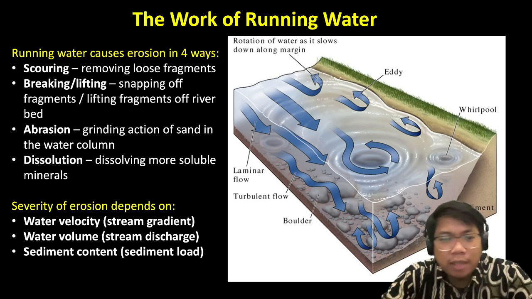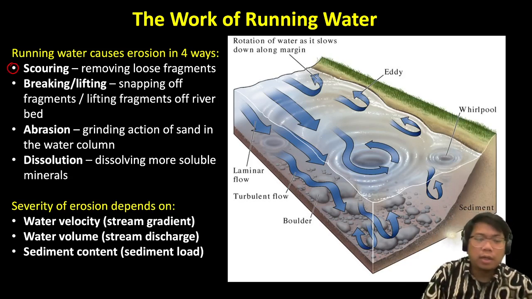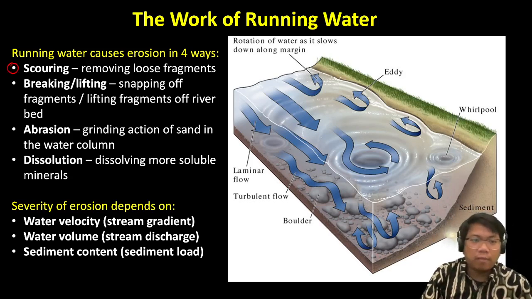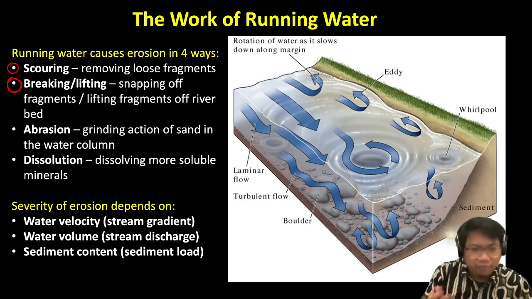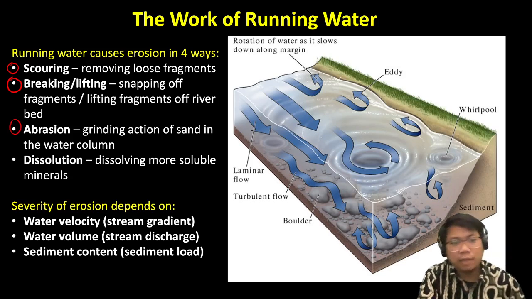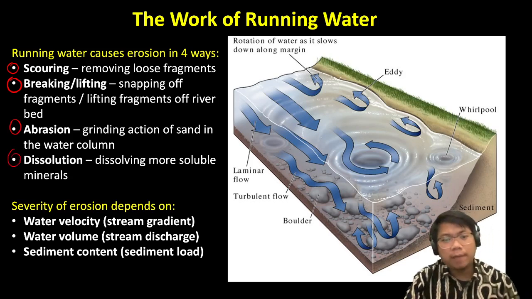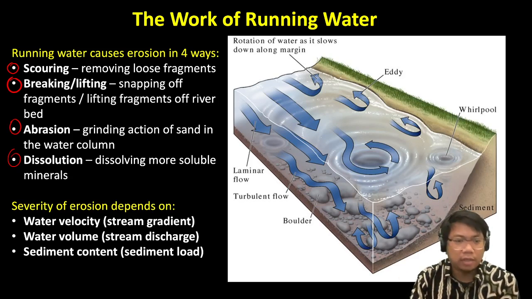And the moving water that we have in rivers can cause erosion in several ways, including the first one here, scouring, or the removing of loose fragments. The second one is breaking or lifting. Basically, it's snapping off fragments or lifting the fragments off the riverbed. Erosion can also occur through abrasion, or the grinding action of the sand in the water column, as well as dissolution, by dissolving more soluble minerals that we have in riverbeds, for example.